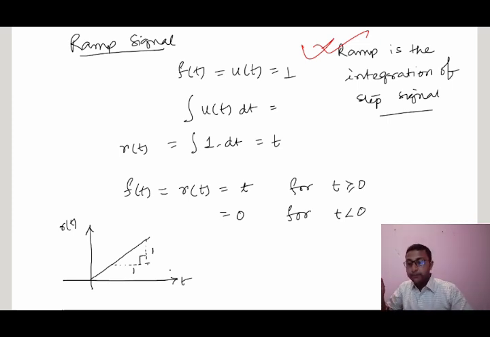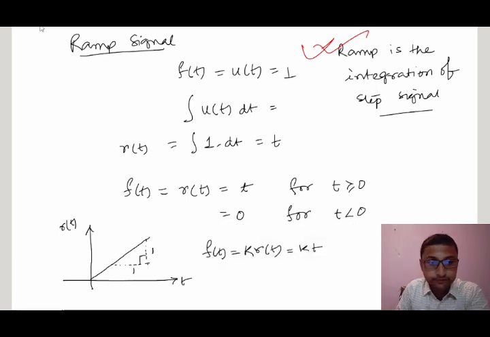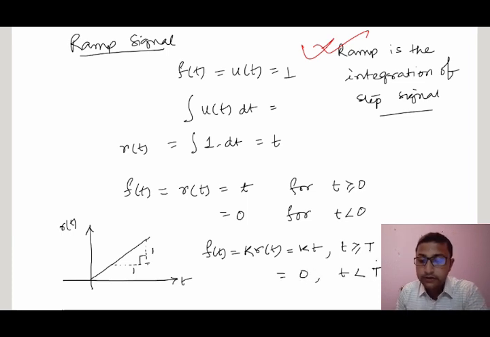If I draw the ramp signal with constant magnitude k, that means f(t) is equal to k r(t), constant magnitude, that is equal to kt for t greater than or equal to capital T, and equal to 0 for t less than or equal to capital T. So this is the ramp signal with a constant slope k.